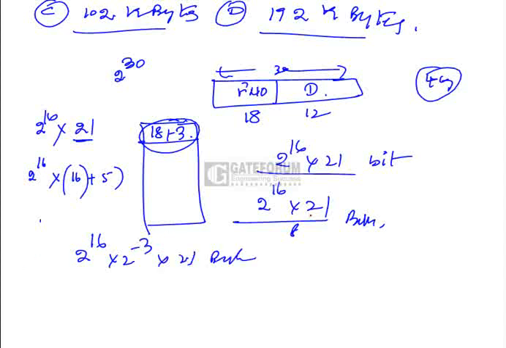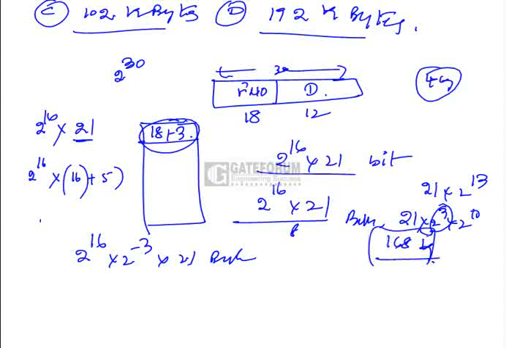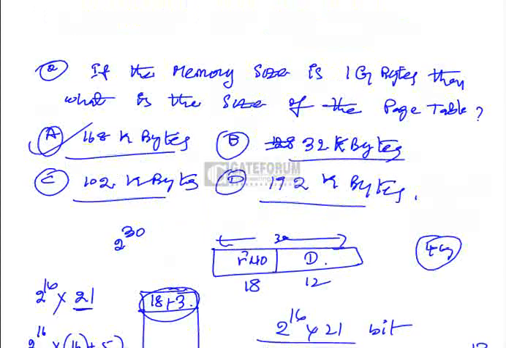So this will be 21 into 2 power 13. In the form of kilobytes, you can write 21 into 2 power 3 into 2 power 10. So 8 into 21 gives 168 kilobytes. Option A is the right option.